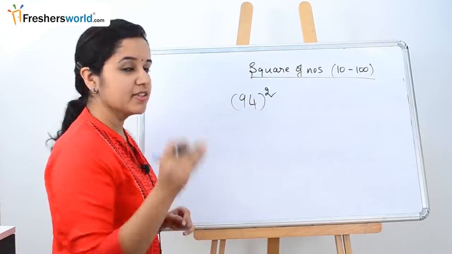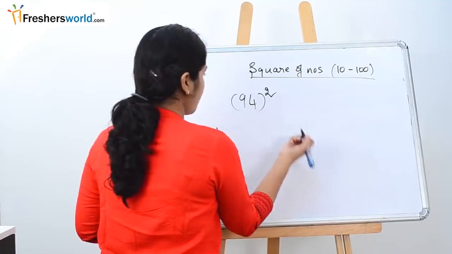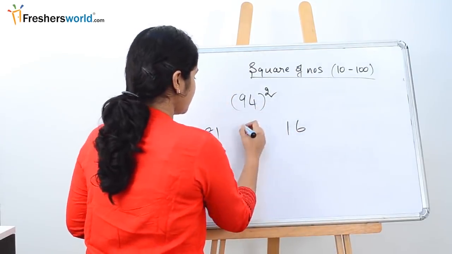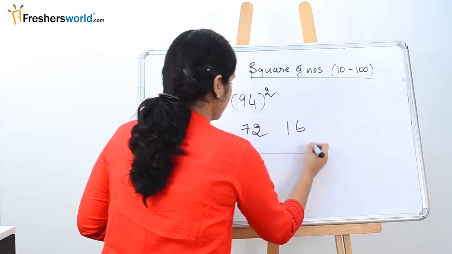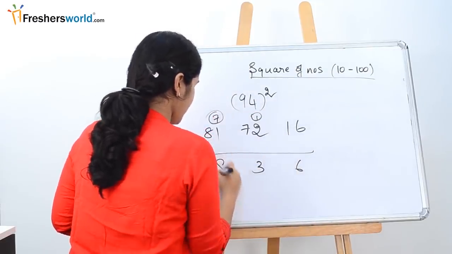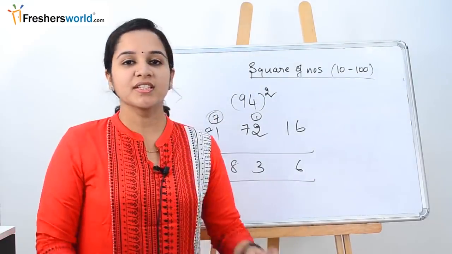The question I have given is 94 square. How to find it easily? 9 square is 81. 4 square is 16. 9 4s are 36, 36 2s are 72. So write 6, and 1 is carried over. 73, write 3, and 7 is carried over. So 8836. So this is a simple way.